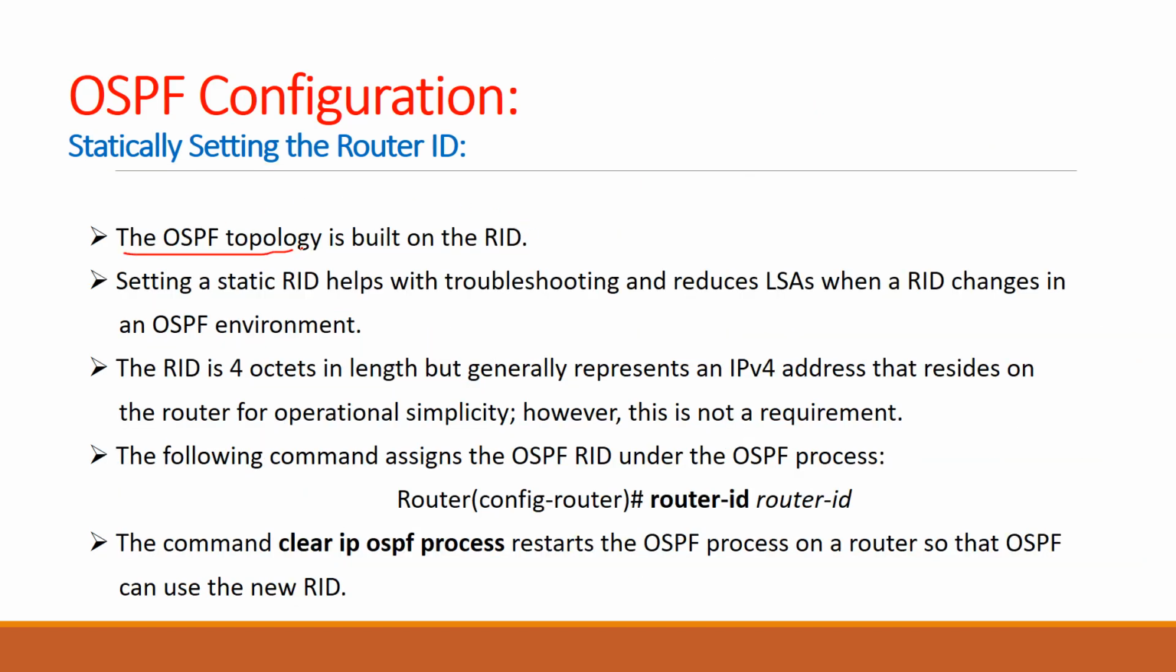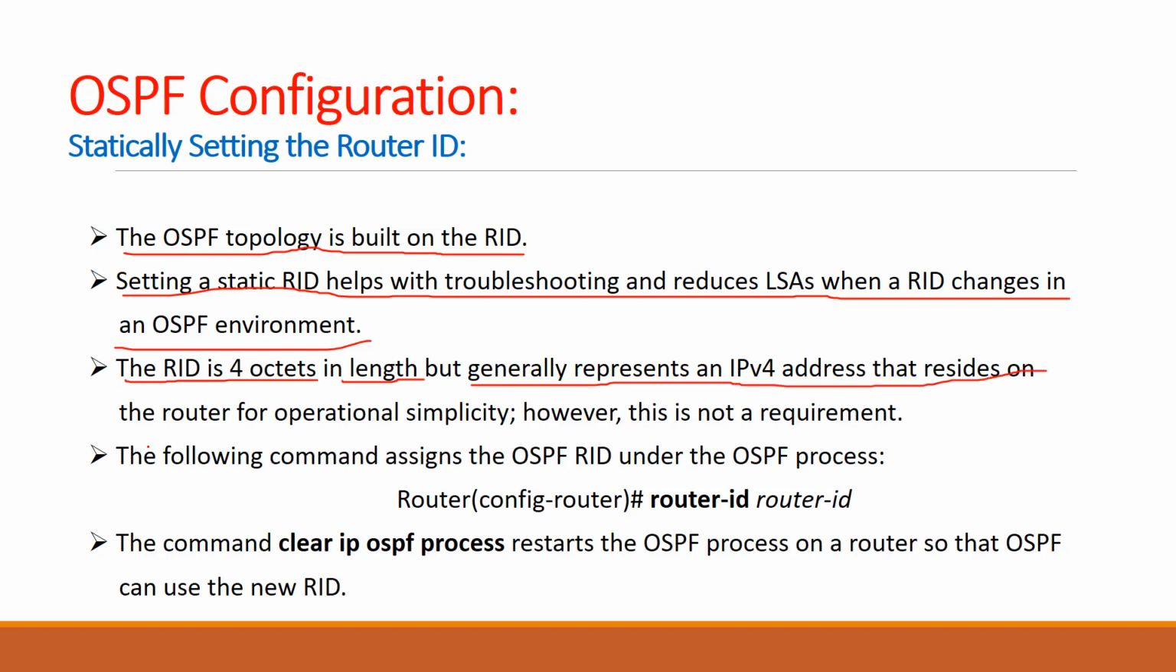The OSPF topology is built on the router ID, and setting a static router ID helps with troubleshooting and reduces link state advertisements when a router ID changes in an OSPF environment. The router ID is 4 octets in length, like the IP address, but generally represents an IP address that resides on the router for operational simplicity. However, this is not a requirement.